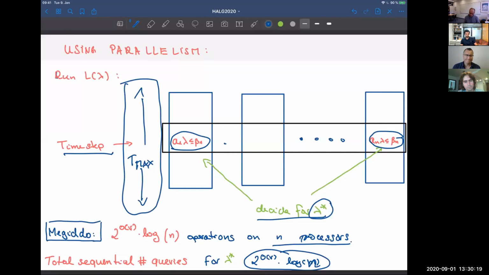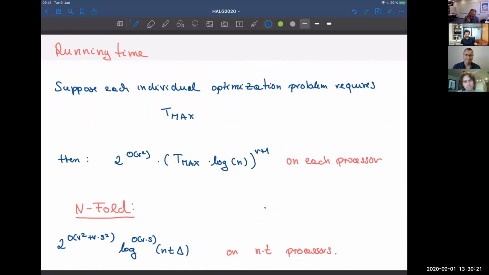Okay, good. And let me just mention the result. So now it becomes FPT. So if we are parallel, then it becomes FPT. Suppose that each individual optimization problem requires T max, then we have 2 to the O of R squared times T max times log n to the R plus 1 on each processor. And now what this means for n-fold, I don't want to repeat it. I've talked about the running times before.